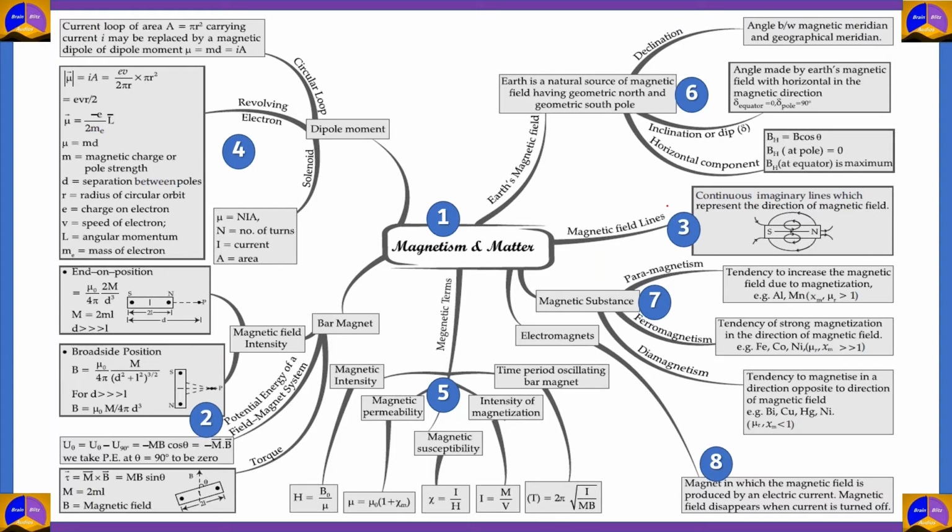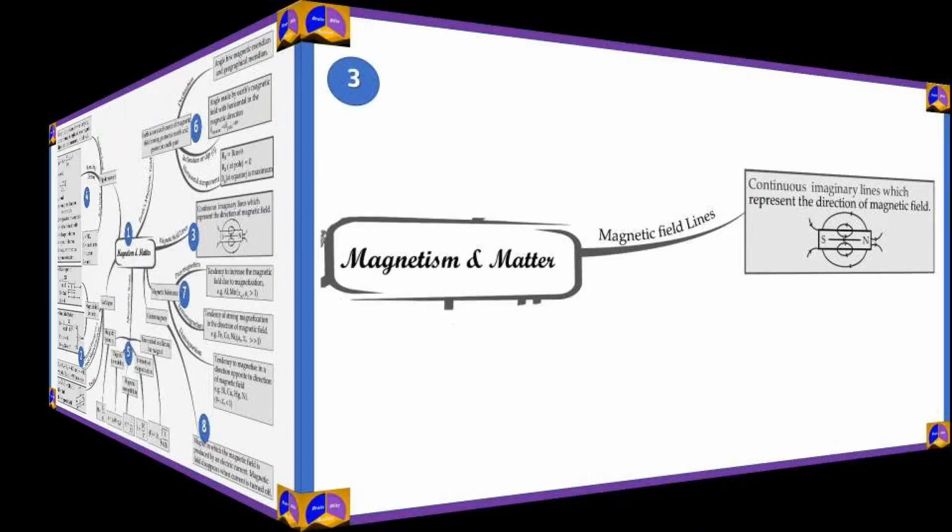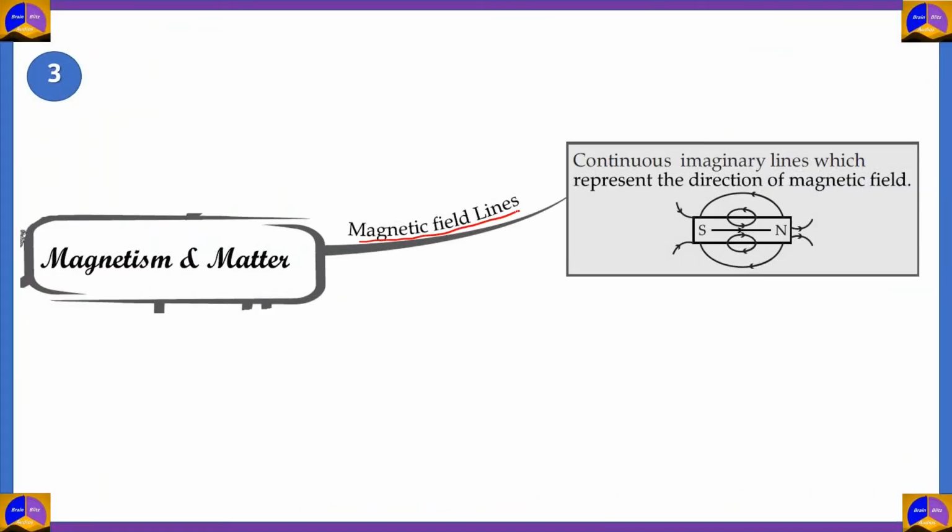Now let's move on to a topic which is very important. It's known as magnetic field lines, and these are the way in which we represent the area of the effect of magnetic force around a magnetic object, say a bar magnet. So what exactly are magnetic field lines? These are imaginary curves whose tangent at any point gives the direction of magnetic field B. So magnetic field lines are continuous imaginary lines which represent the direction of the magnetic field.